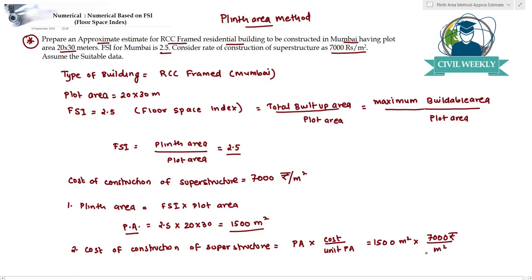per meter square. So this meter square will get cancelled, and we will get the cost of construction of a particular structure, or in this case the cost of construction of superstructure. This particular equation will give us the cost, and that is 1 crore 5 lakh rupees. So this much amount is required for the cost of construction of a superstructure.